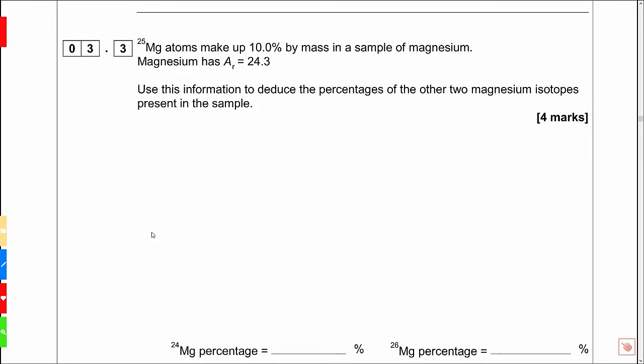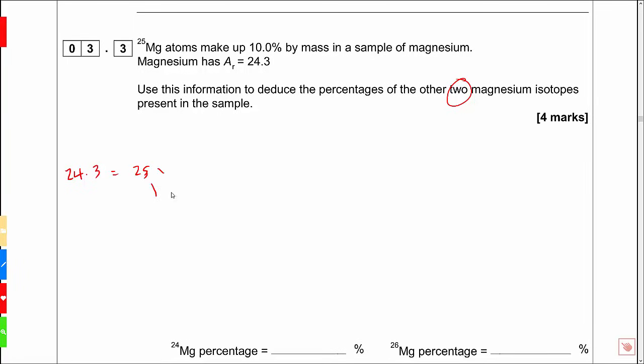And the issue comes because this question, similar to the last one, basically gives you a bit of a confusion when it says that magnesium 25 atoms make up 10% by mass of a sample of magnesium. So that magnesium is magnesium 25, and that's 10% of it. Magnesium has a relative atomic mass of 24.3. Use this information to deduce the percentages of the other 2 magnesium isotopes. So we've got 2 unknowns here, which is a bit of a nightmare, really. So we know that magnesium 25 makes up 10% of the sample. So we can put that one in. We know that the relative atomic mass of 24.3 is going to be equal to 25.